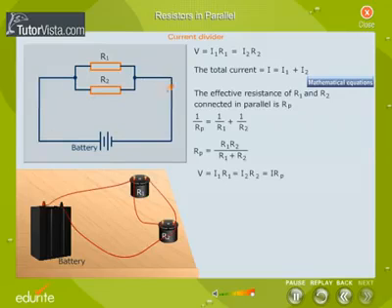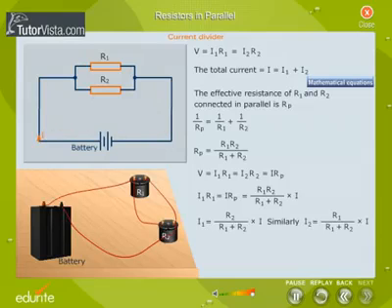V is equal to I1 R1, that is equal to I2 R2, that is equal to I Rp. I1 R1 is equal to I Rp, that is equal to R1 R2 by R1 plus R2 into I. I1 is equal to R2 by R1 plus R2 into I. Similarly, I2 is equal to R1 by R1 plus R2 into I.